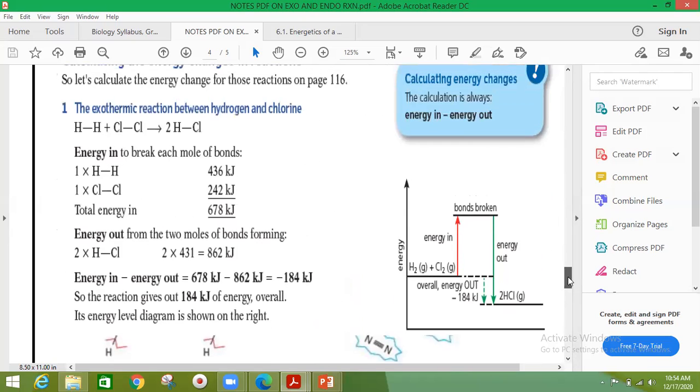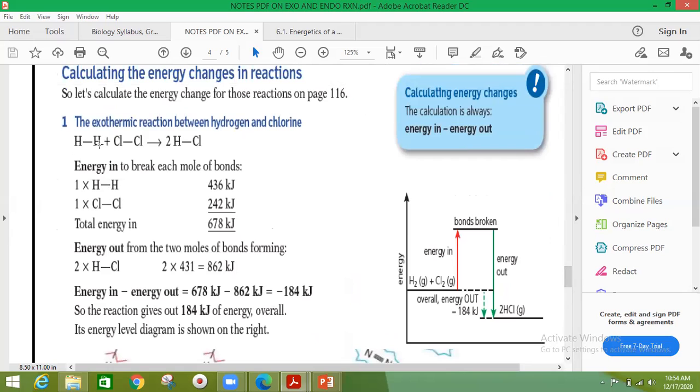Now, what is the sign between H and Cl? Positive. So you add up both: 678 kilojoules. Understand how to calculate? Yes. Okay.